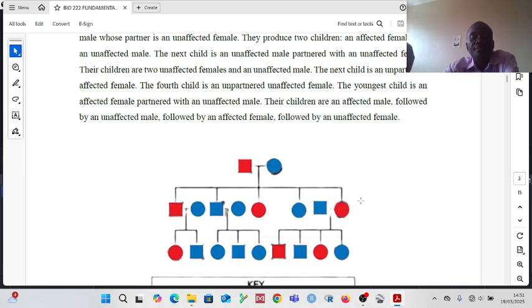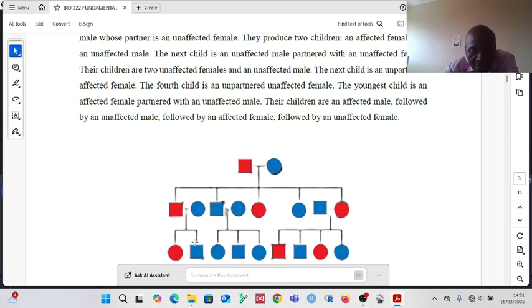5 children. Then out of these 5 children, the first one, who is a male, who is affected, married. Okay, so there is a line that is joining this male to this circle. So he married and gave birth to these 2 kids. A female who is affected and a male who is not affected.